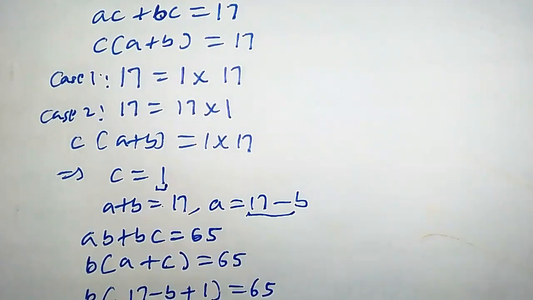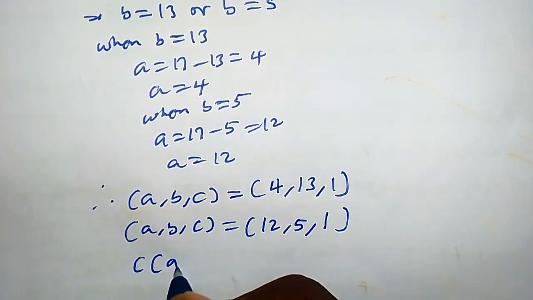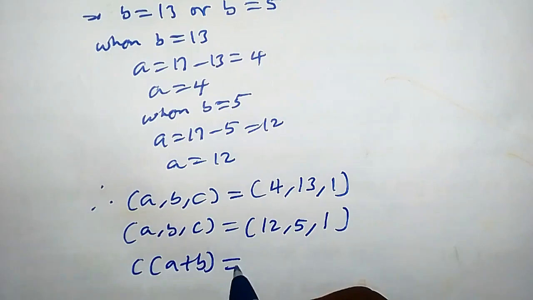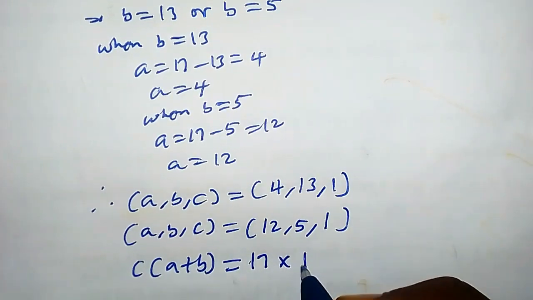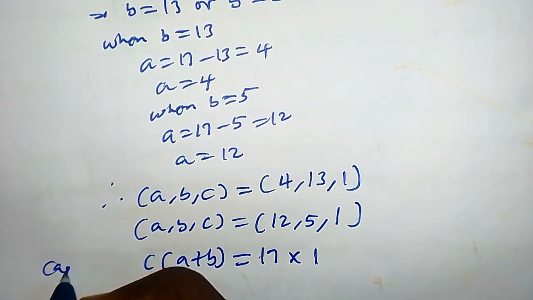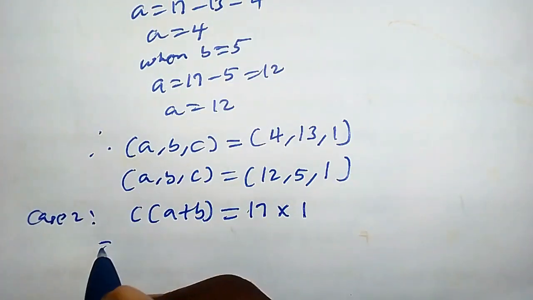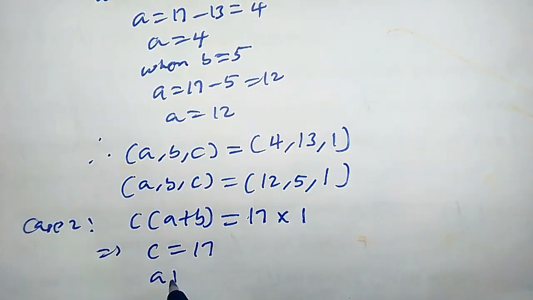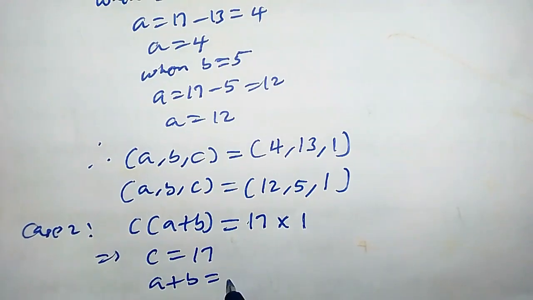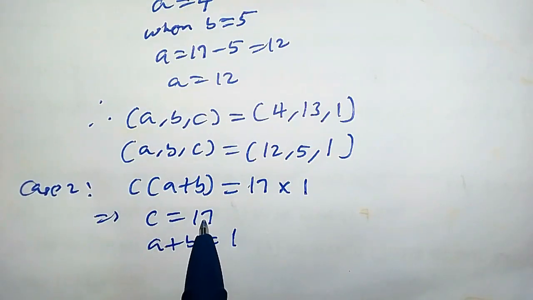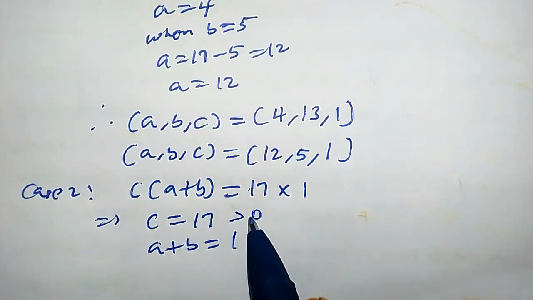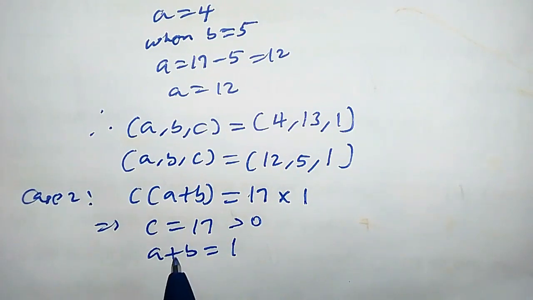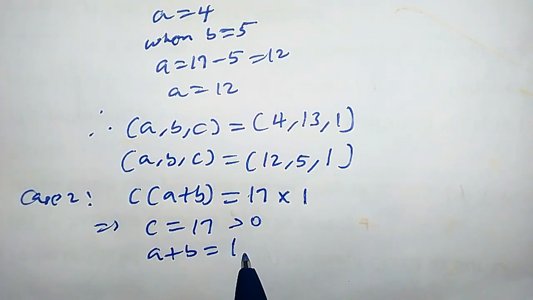For the second case, when 17 is equal to 17 times 1, we're going to replace 17 with this. So we have C times (A plus B) equals 17 times 1. That is for case 2. Which means that C is equal to 17 and A plus B is equal to 1. Clearly, C equal to 17 is greater than 0. Our condition is satisfied. Now, A plus B is equal to 1.